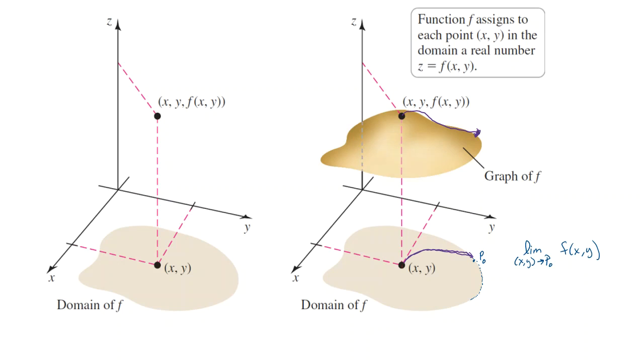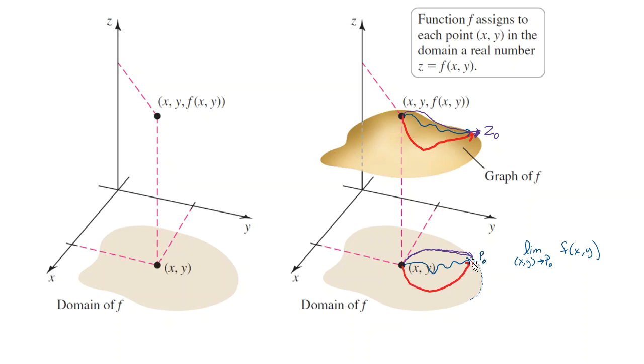So now let's say I come down here and I do a different path from (x, y) approaching P sub 0, and then I project the outputs of those red points up on my surface, and it looks like that. Okay, and I go on this path here, and I approach P sub 0, and I project those points up here. All right, so these are the outputs up here. Now, if these outputs are all approaching the same point, let's call this point z sub 0, even if z sub 0 is not on the surface because P sub 0 is not in the domain, the limit would still be z sub 0.